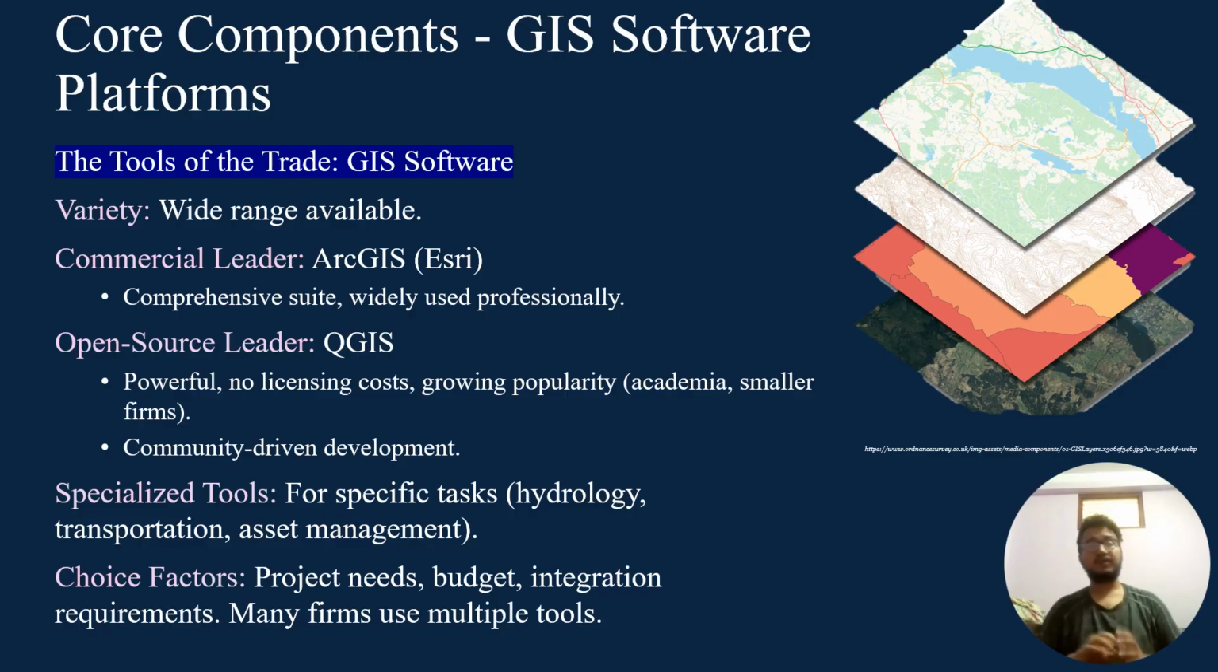So besides these main platforms, specialized GIS tools exist for specific civil engineering applications. For instance, there are dedicated solutions for hydrological modeling, transportation network analysis, and infrastructure asset management. The choice of platform often depends on the project requirements, budget constraints, and the integration needs with other engineering software. So many engineering firms use multiple GIS tools, selecting the best option for each specific task.